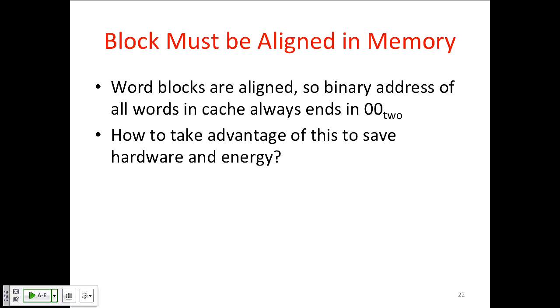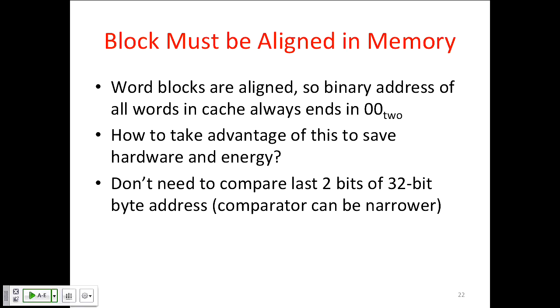And so how are we going to take advantage of that? If we always know the last 2 bits of the address are 0, where can we save hardware? Right, so the tags for each entry need 2 fewer bits, because you always know the last 2 bits of the address are 0, so you can shrink the tag by 2 bits. Also, when you're doing the comparison, you need to compare 2 fewer bits. So you're only comparing 30 bits, not 32 bits. You save a bit of hardware there.